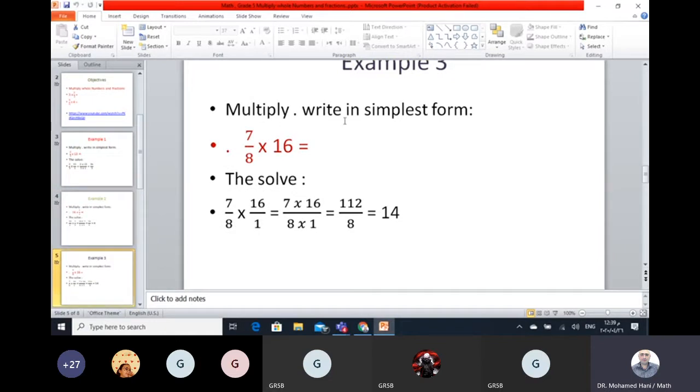Multiply, then write in simplest form. We have 7 over 8 multiplied by 16. Change the whole number to a fraction. Put here 1. So I can write 16 over 1. And here the same fraction. Now we can write 7 multiplied by 16 over 8 multiplied by 1. 7 multiplied by 16 will be 112, and 8 multiplied by 1 will be 8. Now 112 divided by 8 will be 14.